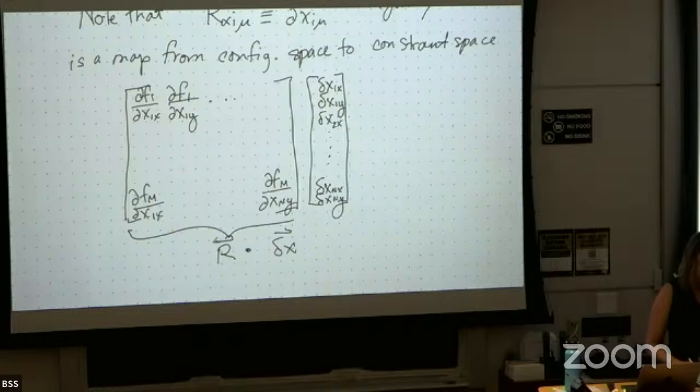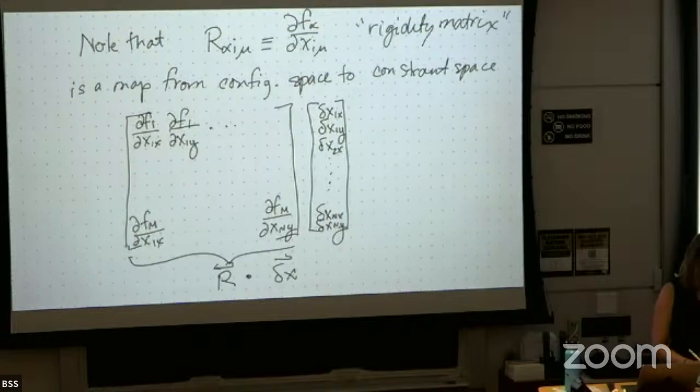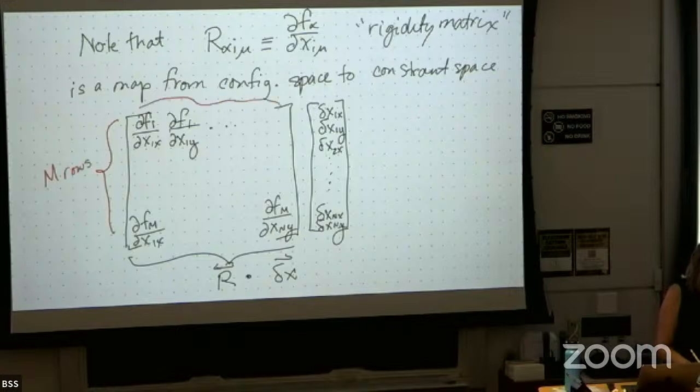So this is a matrix. And of course, it's rectangular, right? It has m rows, and it has n times d columns.